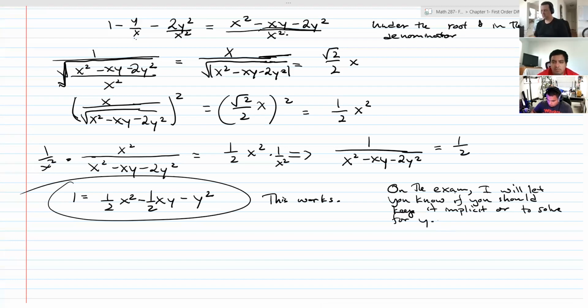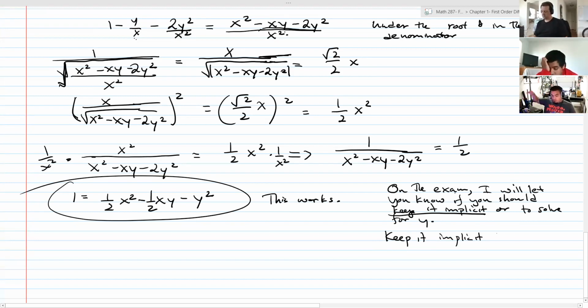In fact, that would be my rule: 5 to 10 minutes of algebra tops. If I say to keep it implicit, what that means is don't solve for y. Because sometimes you'll see some of them, it's going to be brutal. You don't want to solve for y. The algebra is just too messy.